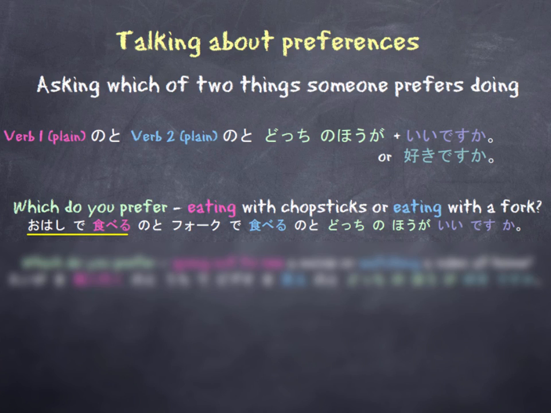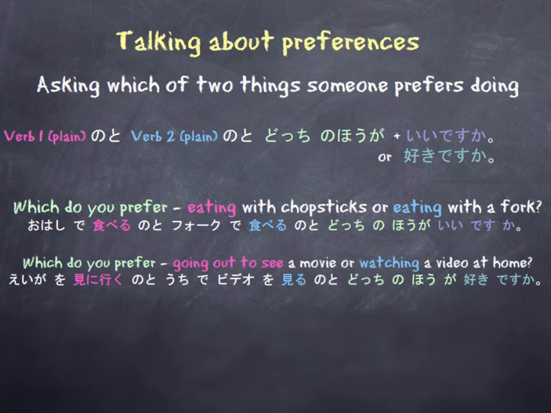We then follow with the second activity, which is eating with a fork, フォークで食べる, and again the verb 食べます has been changed into its plain form. Finally, then we finish with どっちの方がいいですか, which effectively means which do you prefer or which is better.